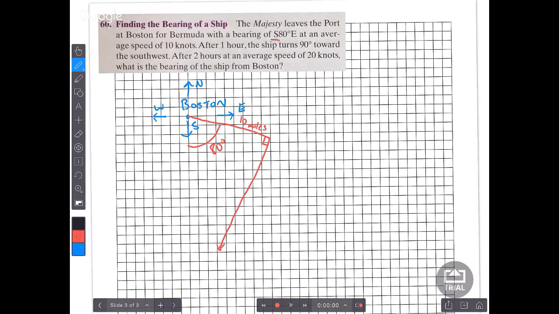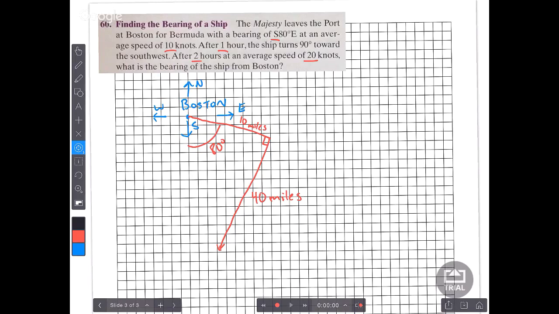10 miles we went, and then now we're going to go. So we went 1 hour at 10 knots. Now we're going to go 2 hours at 20 knots. So 2 hours at 20 knots is going to take us 40 miles. And we want to know now what's the bearing of the ship from Boston.